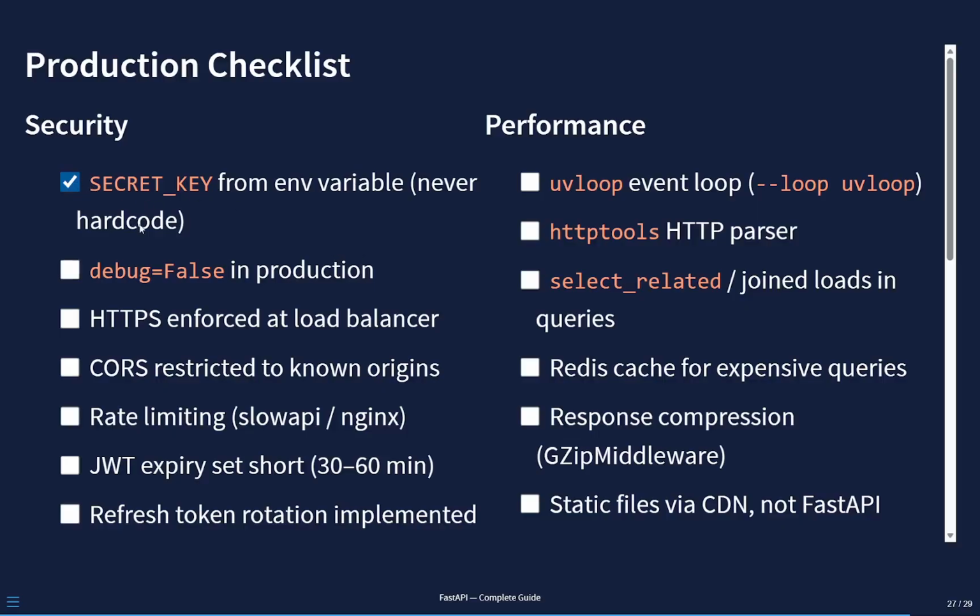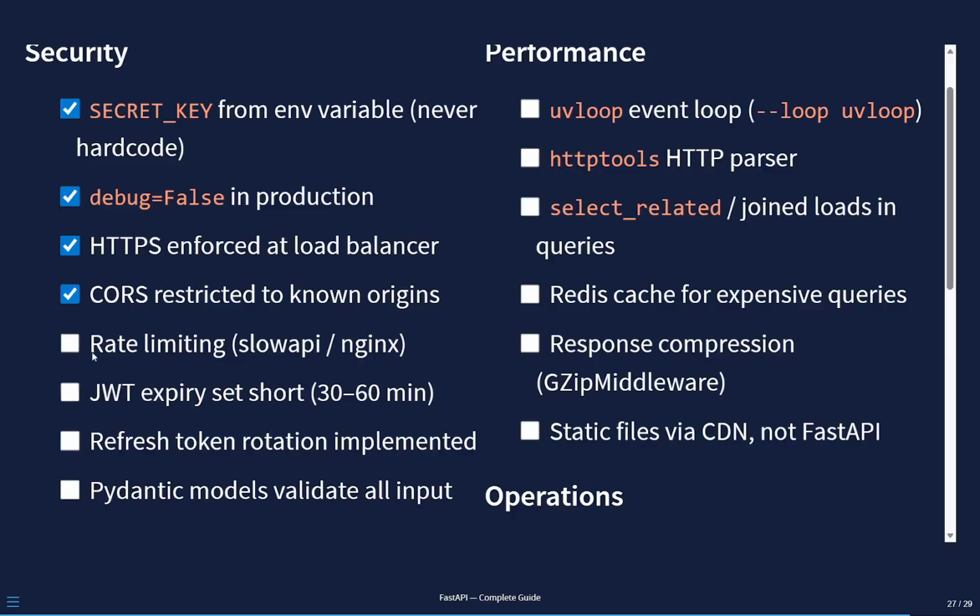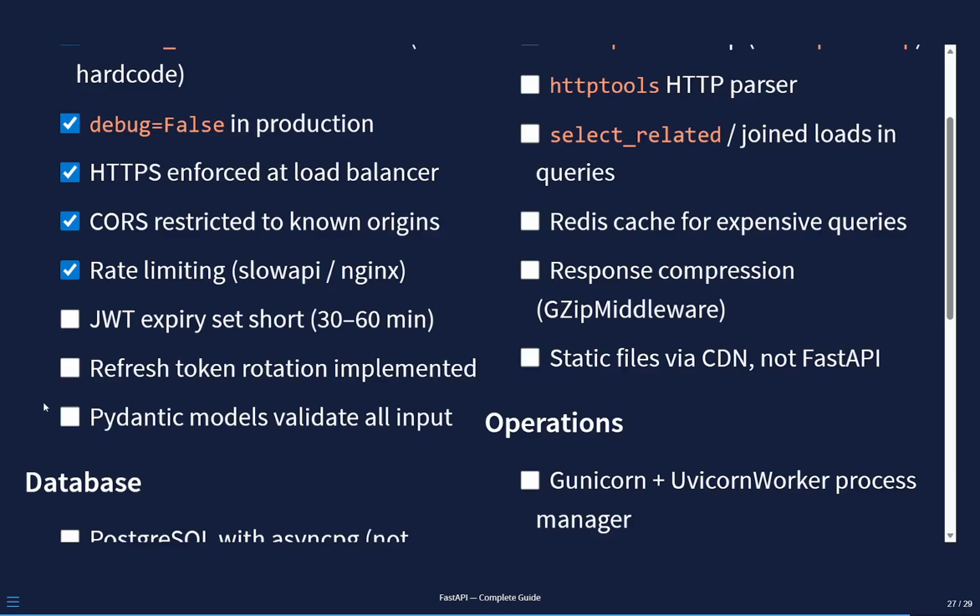Security. SECRET_KEY must come from an environment variable or secrets manager. Never hard-code it. Debug equals false in production. FastAPI debug mode can expose internals. HTTPS at the load balancer level. CORS restricted to known origins; allow_origins equals asterisk is not acceptable in production. Add rate limiting with SlowAPI or at the Nginx level to prevent abuse.